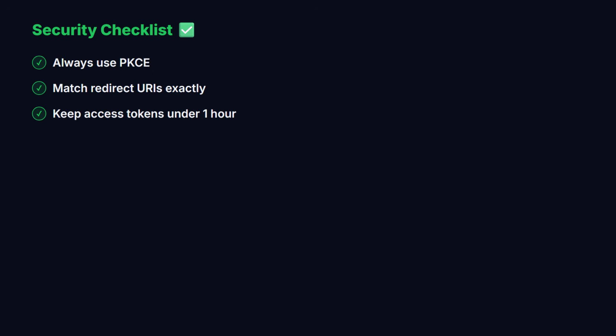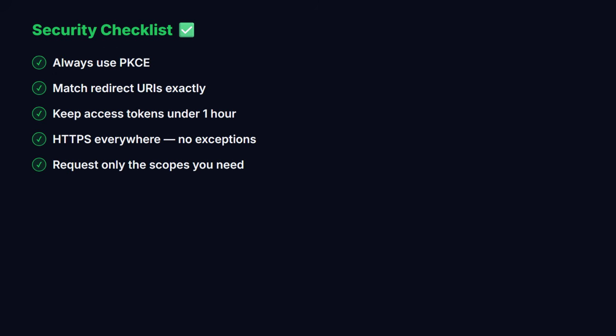Now, here's a simple OAuth security checklist you can follow. Always use PKCE. No exceptions. Match redirect URIs exactly. Keep access tokens short-lived, ideally under an hour. Use HTTPS everywhere. Again, no exceptions. Request only the scopes you actually need. Follow the principle of least privilege. And rotate refresh tokens every time they're used.